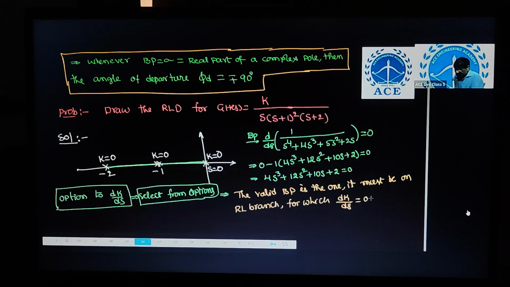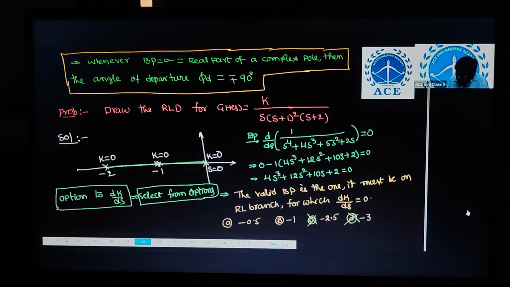Okay, now, for example, I will give the options. Option A: minus 0.5. Option B: minus 1. Option C: minus 1.5. Option D: minus 3. For example, here also I will take minus 2.5. Which are wrong? Directly I can say that minus 2 and minus 3 are not on the root locus, so these two are wrong. Both the others are on the root locus branch.